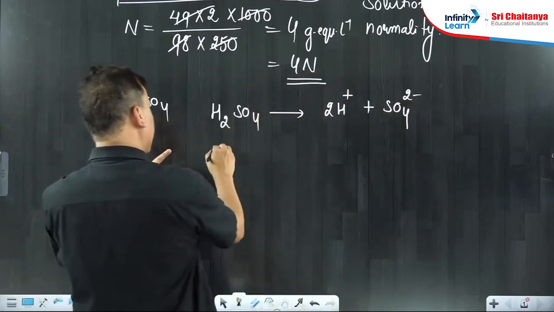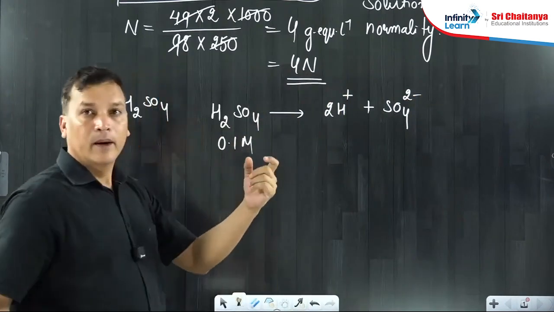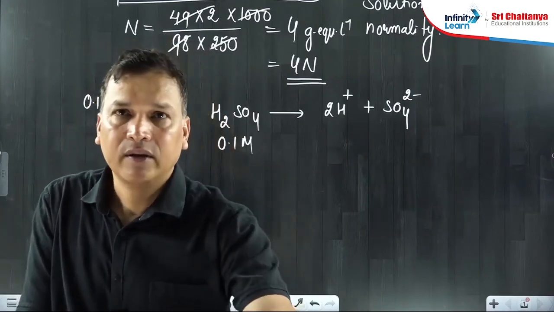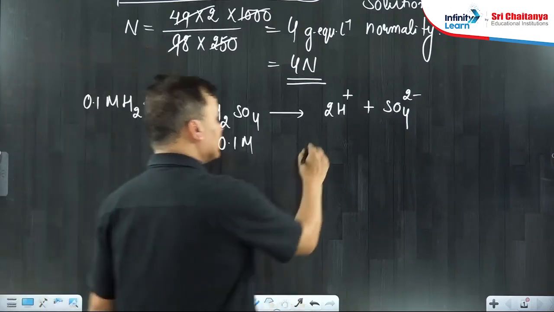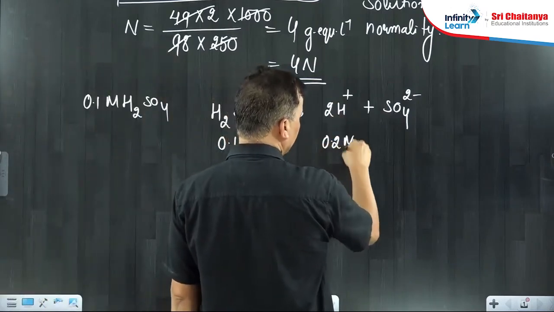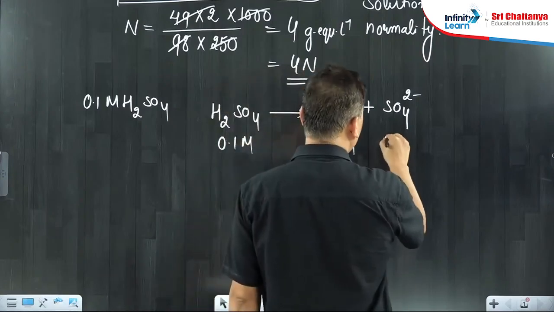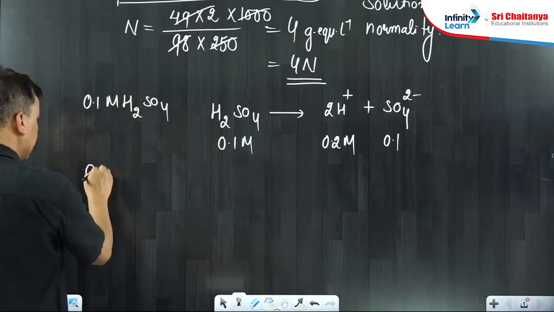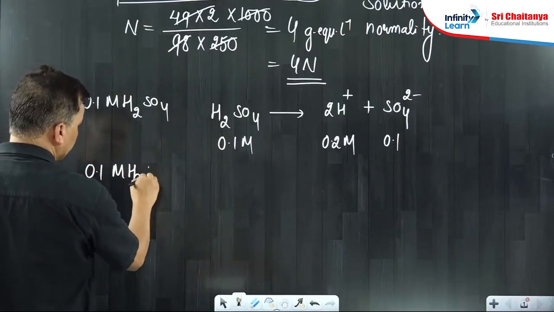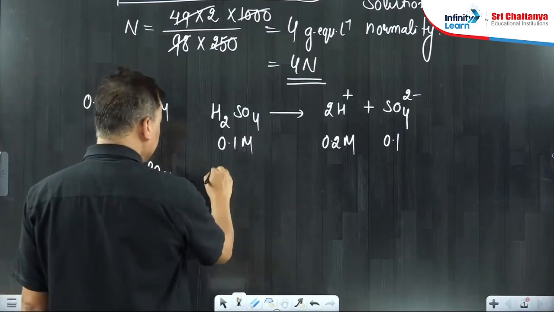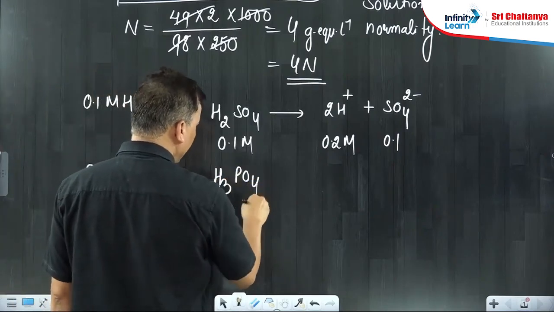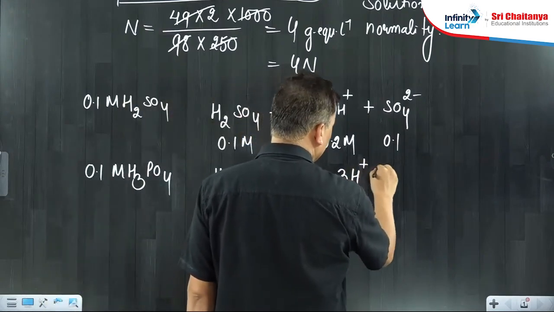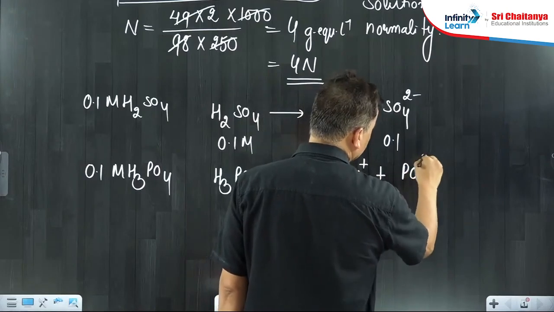What is the molarity of the sulfuric acid? 0.1 molar. What is the molarity of the H positive? Last point I am discussing with you, so please be attentive. What is the molar concentration of H positive? 0.2 molar. What is the molar concentration of sulfate? Next one is 0.1 molar H3PO4. H3PO4 produces 3 H positive and phosphate.